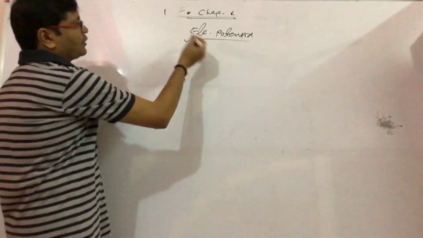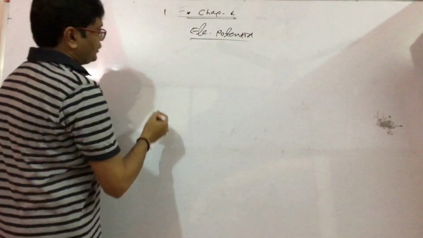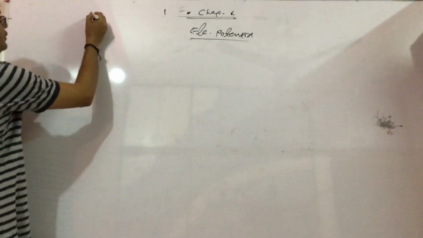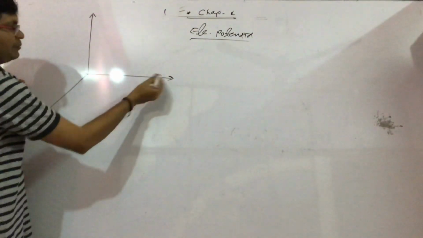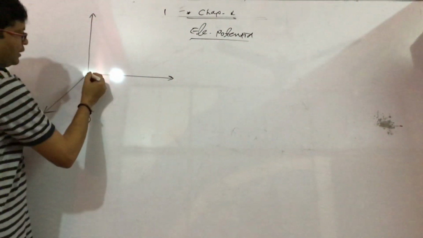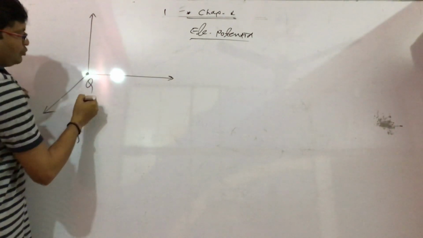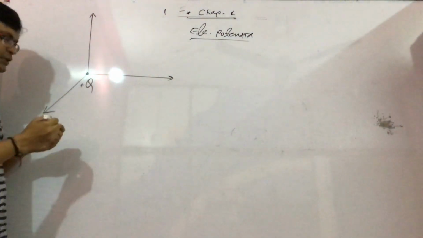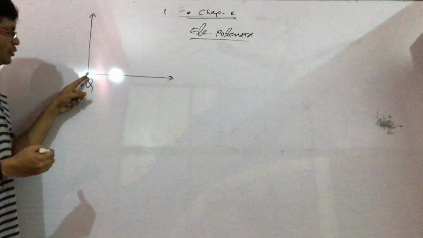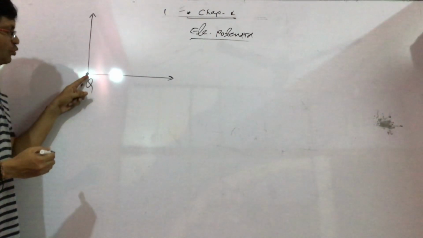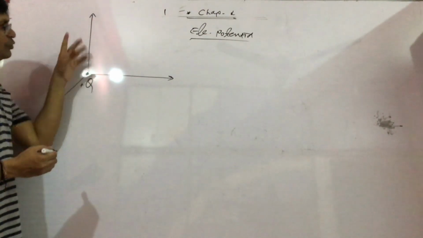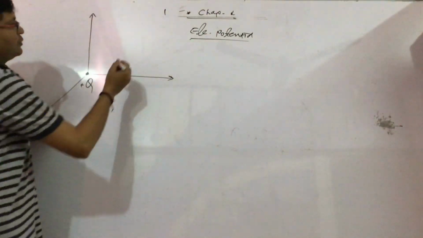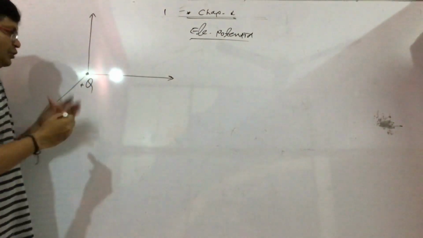What do you mean by electric potential? To understand this point, you can see in this diagram a three-dimensional coordinate system, and consider a capital Q charge. Suppose this is the positive charge, a plus Q, which is situated at the origin of the coordinate system.